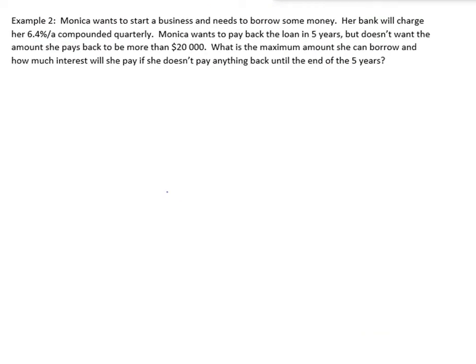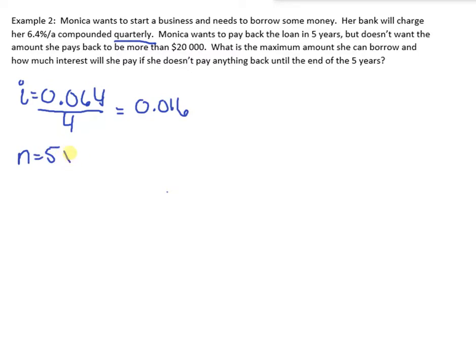Okay, example 2. Monica wants to start a business and needs to borrow some money. Her bank will charge her 6.4%, so i equals 0.064, compounded quarterly. So that's divided by 4. Quarterly is, of course, 4 quarters in a year. Monica wants to pay back the loan in 5 years. So I know our time is 5, but there are 4 compounding periods a year, so there are going to be 20 compounding periods. But she doesn't want the amount she pays back to be more than $20,000.